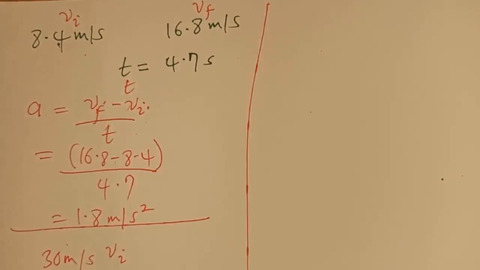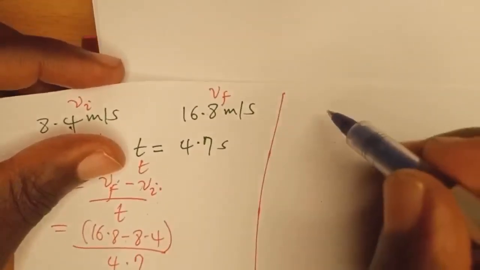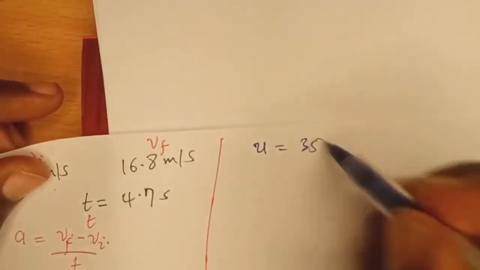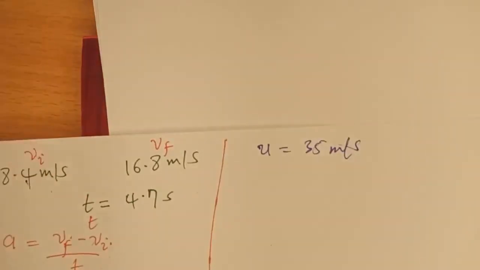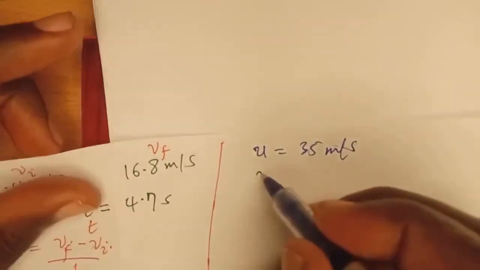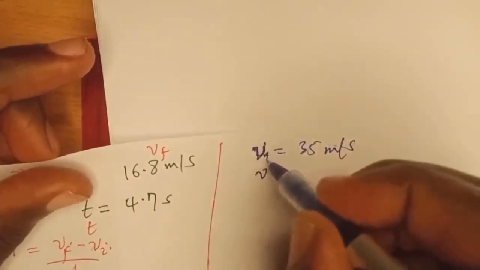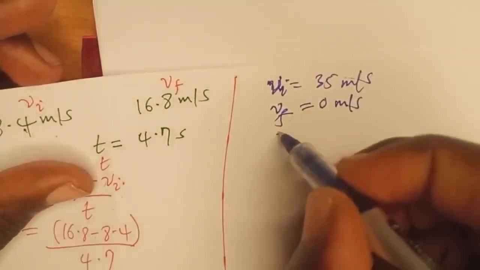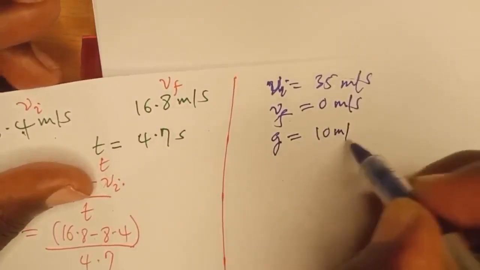If I have a stone and this stone is thrown vertically upward with a velocity of 35 meters per second, the initial velocity u is 35 meters per second. Okay, the question is how long. When we say how long, we are asking about time. What time does it take to reach its maximum height? Don't forget, at maximum height, let me call the v initial, and the v final is 0 at maximum height. So don't forget again that g is 10 meters per second squared.